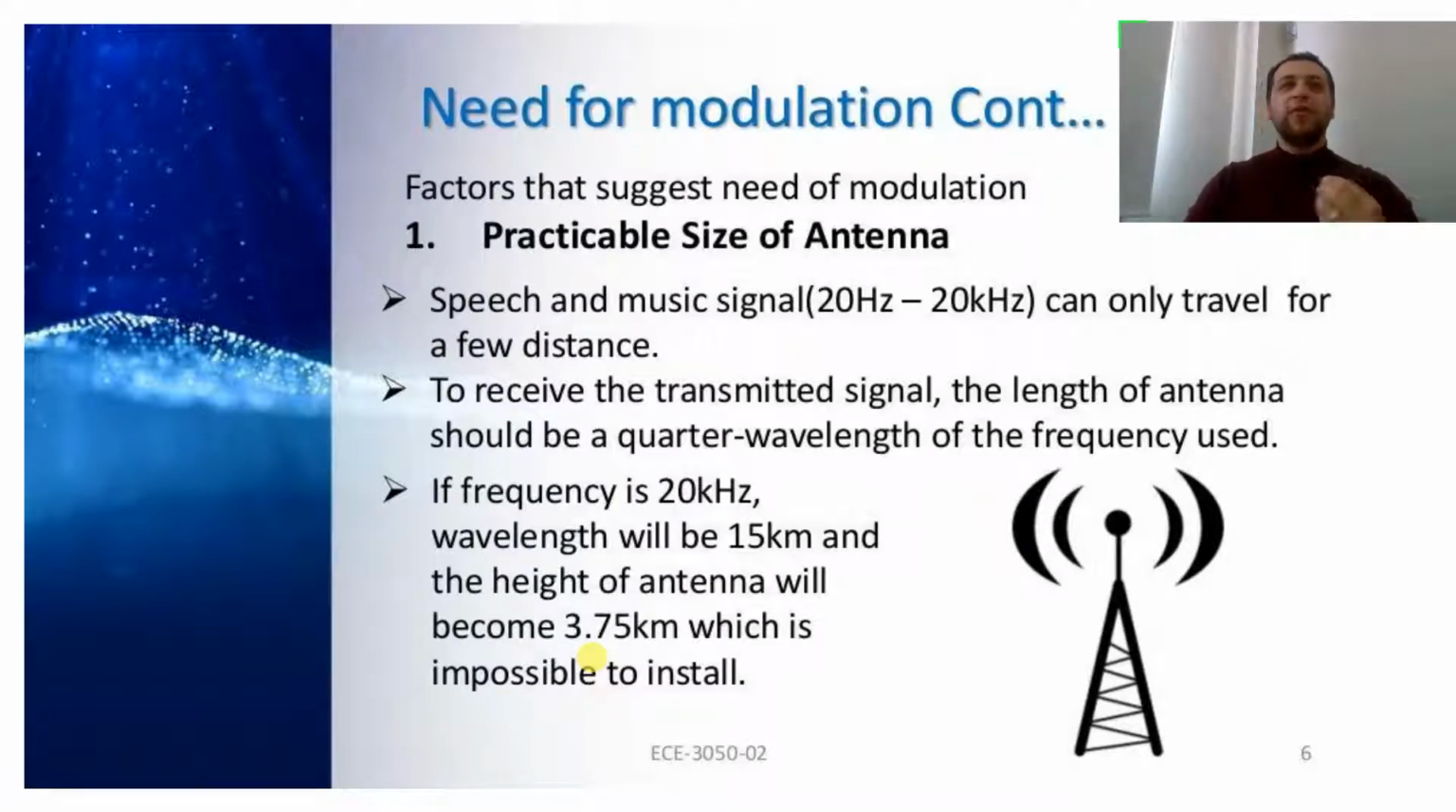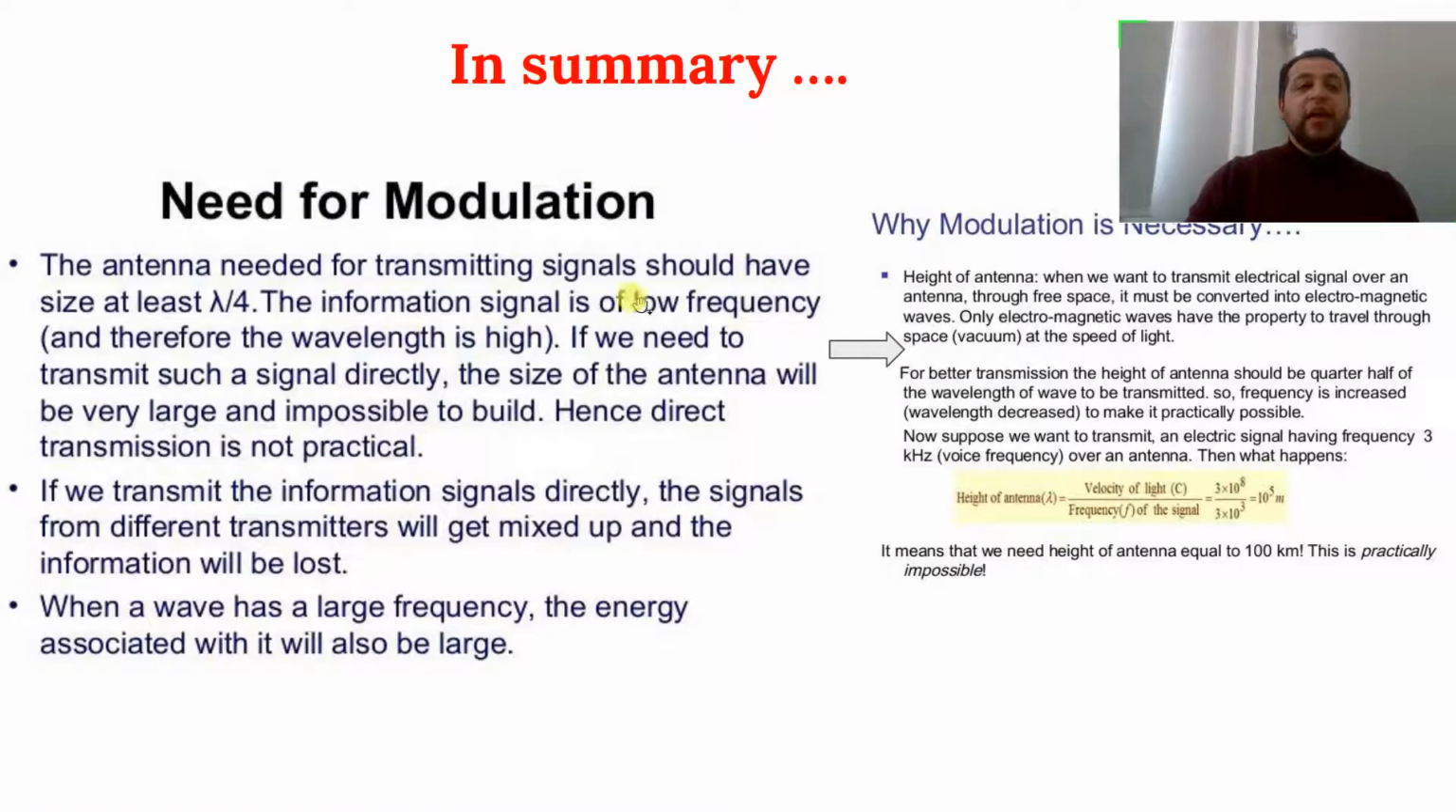So this is one of the key problems related to the practical size of antennas that can only be solved by modulation, only. So in summary, since you understood now why we need modulation and what modulation is, let's repeat the following 3 points. 1. The antenna needed for transmitting signals should have size at least lambda over 4.